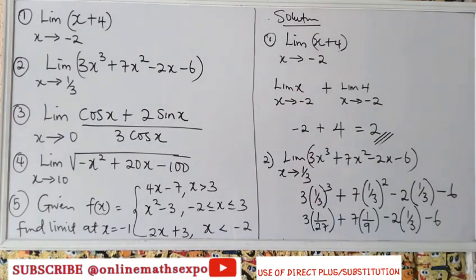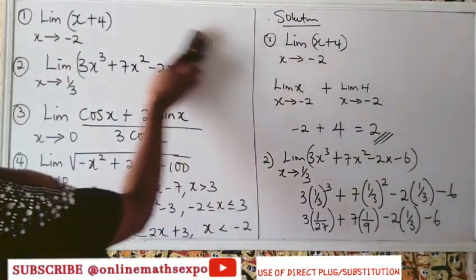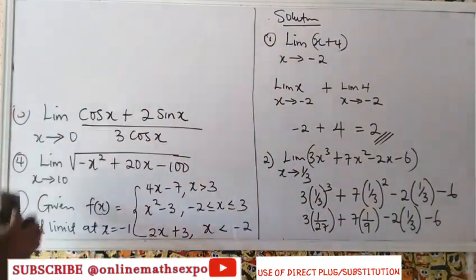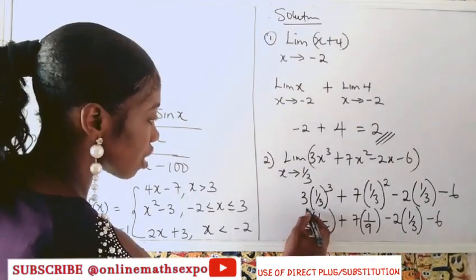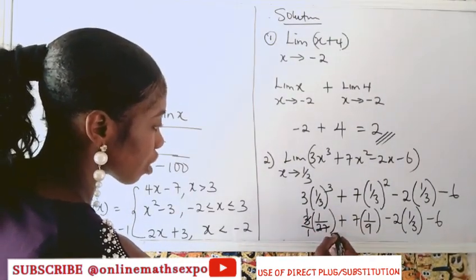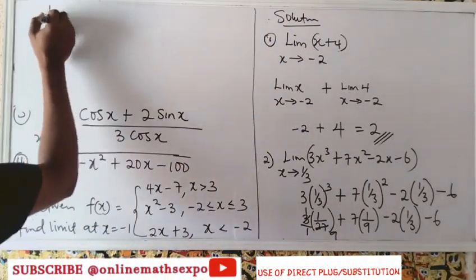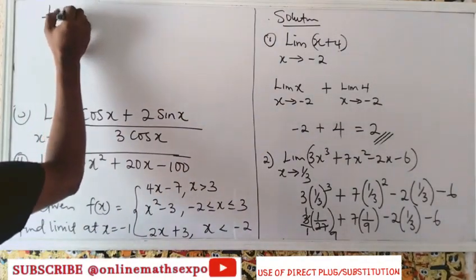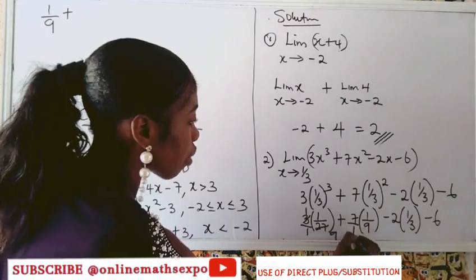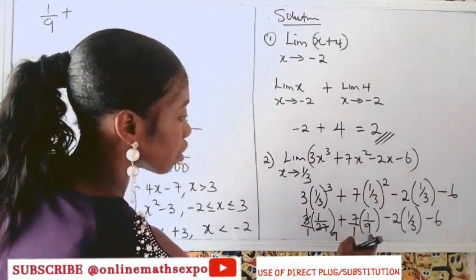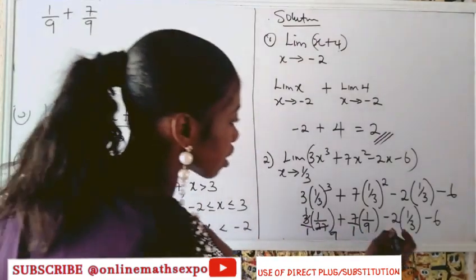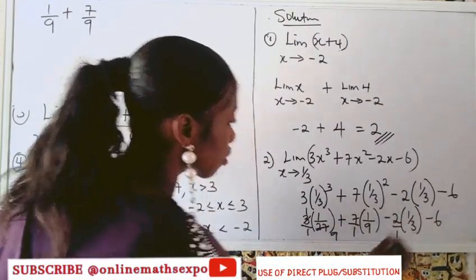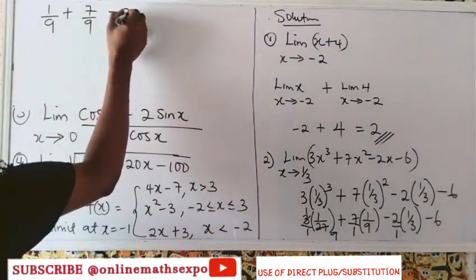So if we work it out there, that will give us, this is 3 over 1. 3 will cancel itself, 1, cancel 27 to give us 9. So we are having 1 over 9 plus, this is 7 over 1. 7 we multiply by 1, 7 over 9. So we have 7 over 9. This is 2 over 1. Negative 2 multiplied by 1 is negative 2.